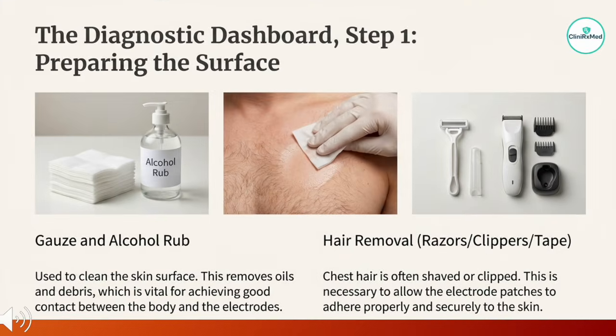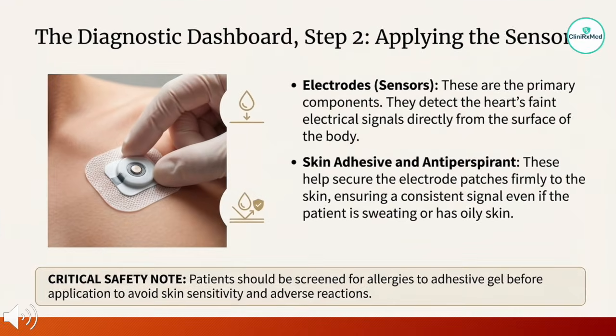Accuracy starts with preparation. We use gauze and alcohol to clean the skin, removing oils and debris. In many cases, chest hair must be shaved or clipped to ensure the electrode patches can adhere securely and maintain good contact. Next, we apply the electrodes. These sensors detect the heart's faint electrical signals. We use skin adhesives and sometimes antiperspirant to ensure a consistent signal, even if the patient is sweating. Critical safety note: always screen patients for adhesive gel allergies before application to avoid adverse reactions.